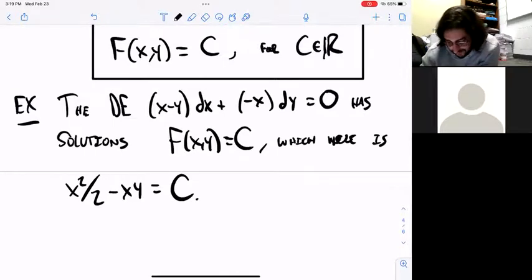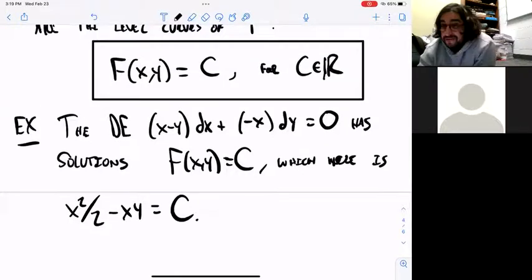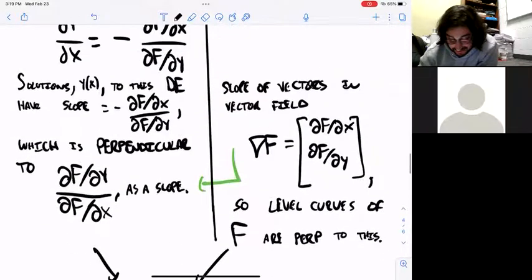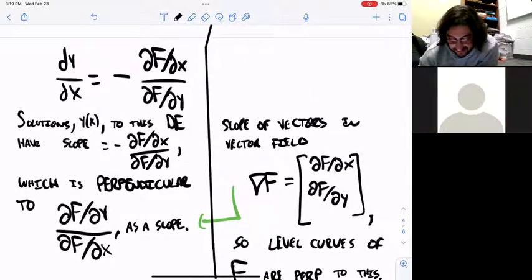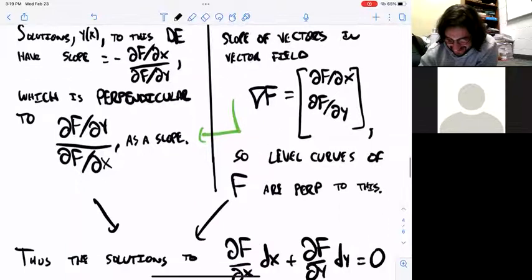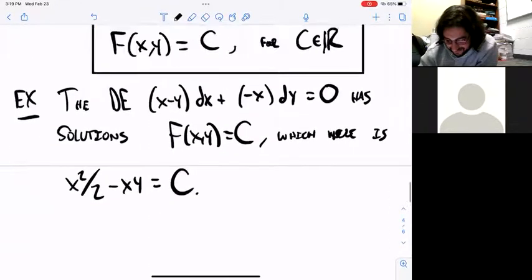Just using this fact from Calc 3. So you just rearrange the DE from differential form into an equation in normal form, and it just turns out that the slope normal form is slope equals something. But that something just happens to be perpendicular to the slope of the gradient, and thus must be the level curves. So that's what's happening there.